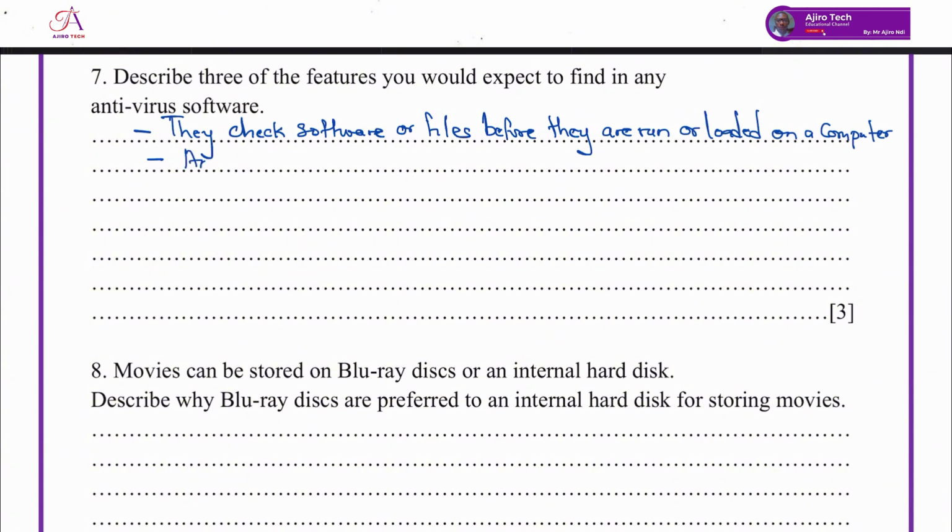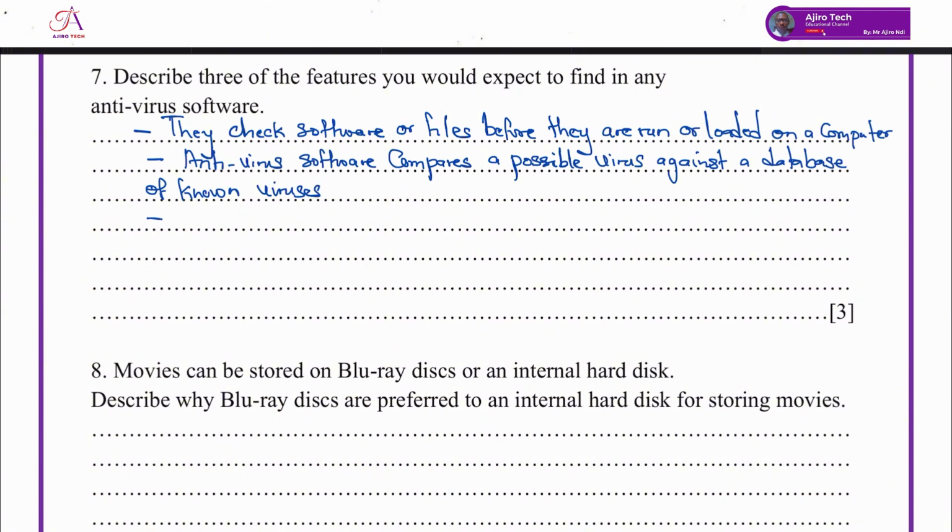Again, the antivirus software compares a possible virus against a database of known viruses.